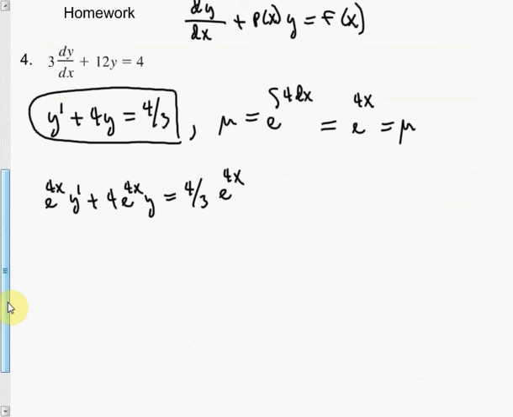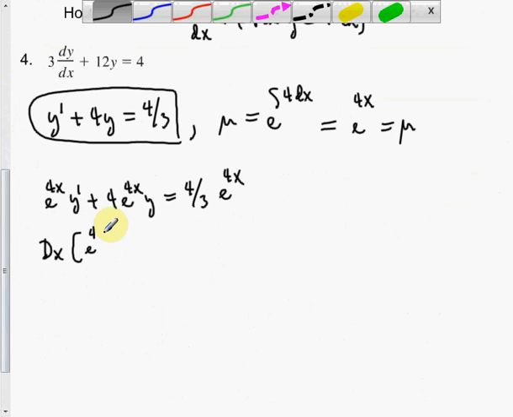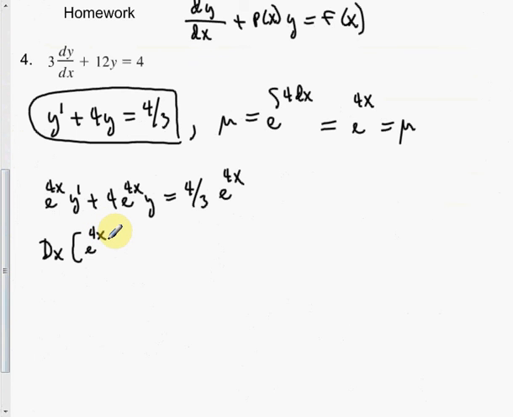So now the next step is just to take one statement and say, look, this is really the derivative of the product of e to the 4x and y. It's the product derivative, right? So what is that? This is the derivative with respect to x of the integrating factor e to the 4x times the dependent variable y, which depends on x. That's what the left side is. That's equal to what I have on the right side, 4/3 times e to the 4x.